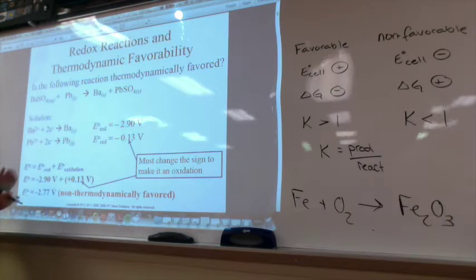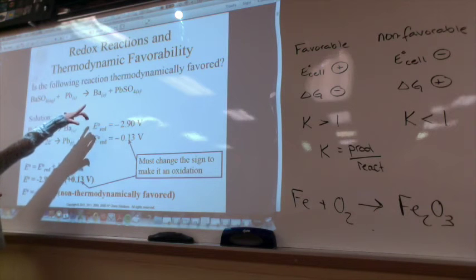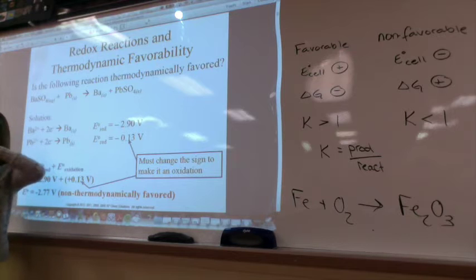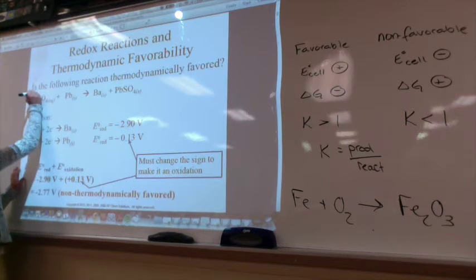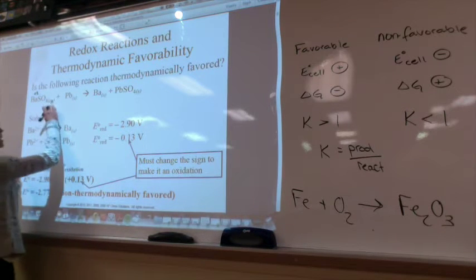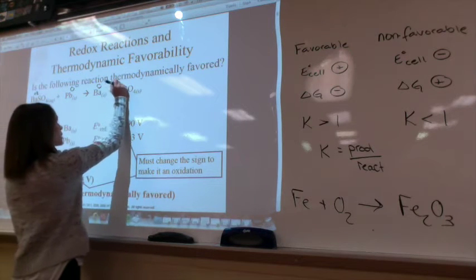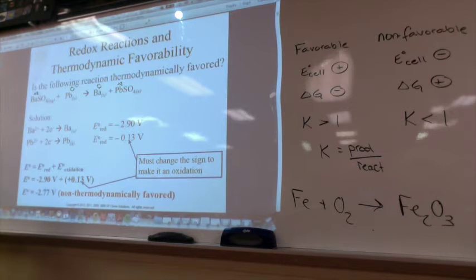So you have barium sulfate, lead, barium, and then lead sulfate, which looks a little different than what we've done before, but you can still determine what's being oxidized and reduced based on oxidation numbers, right? So if we say barium sulfate, well, this is barium in the +2 state, it's aqueous. This is 0, this is 0. Lead would be the +2, but it is a solid, right? But that would be its oxidation number.